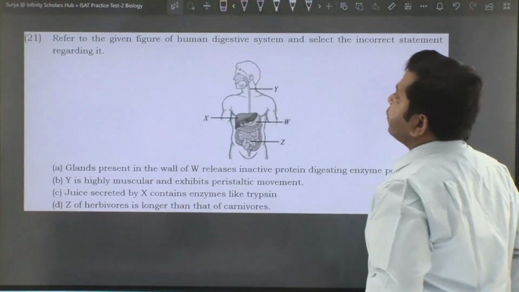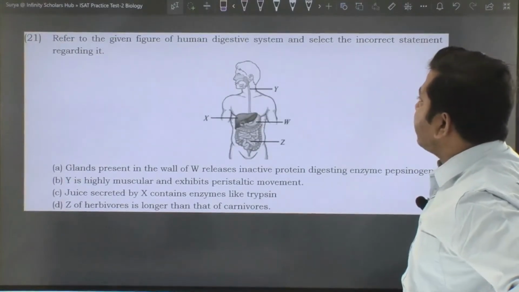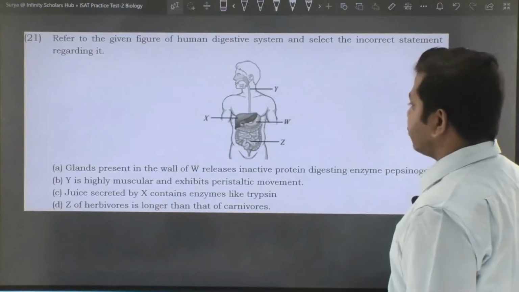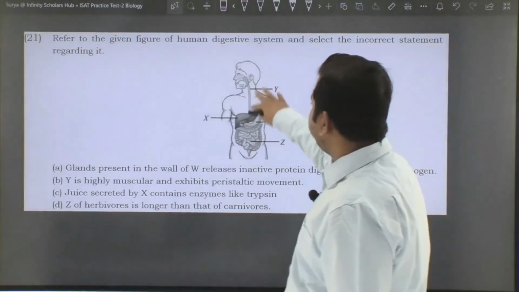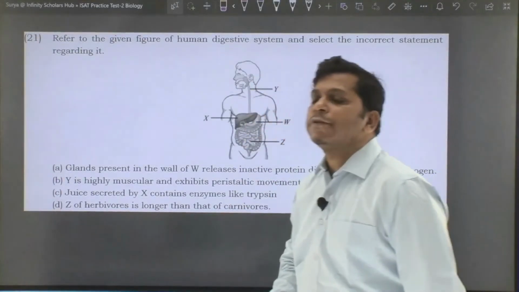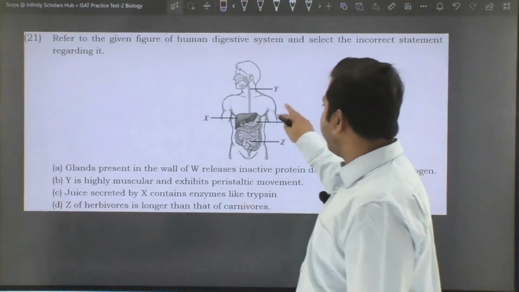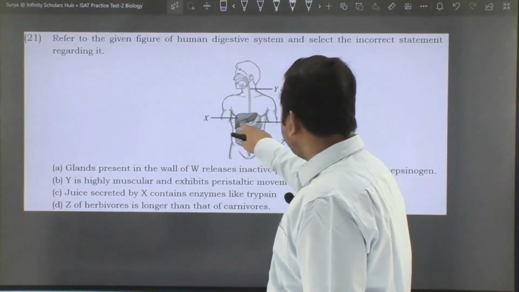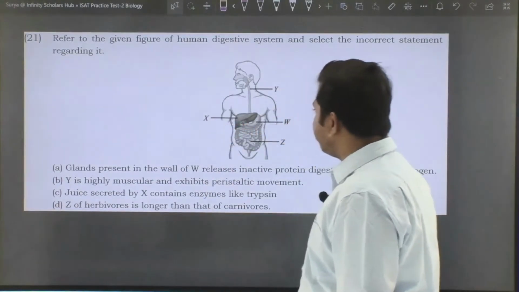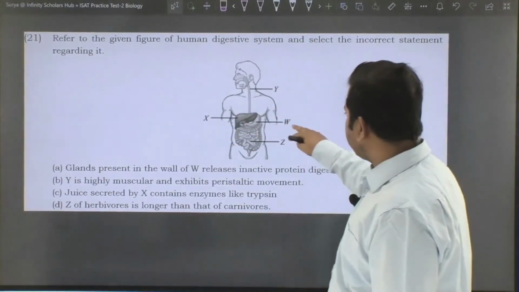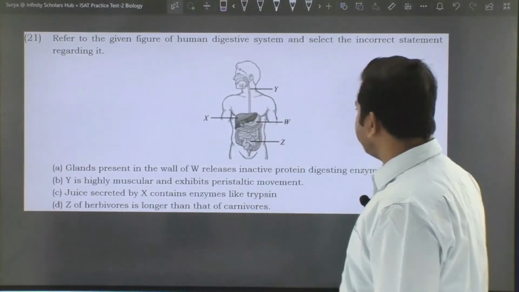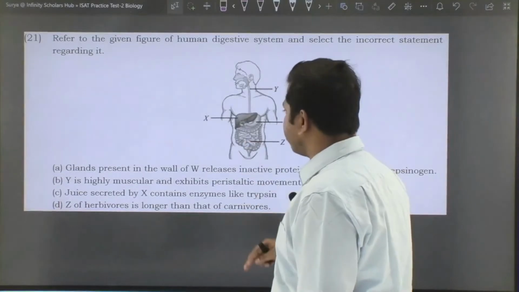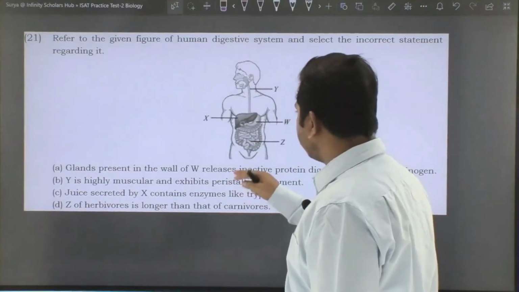Okay, refer to the given figure of the human digestive system and select the incorrect statement. Different parts of the digestive system are given here. Y is the esophagus, X will be the liver, W is going to be the stomach, and Z is the small intestine. Okay, so let's look at the options.